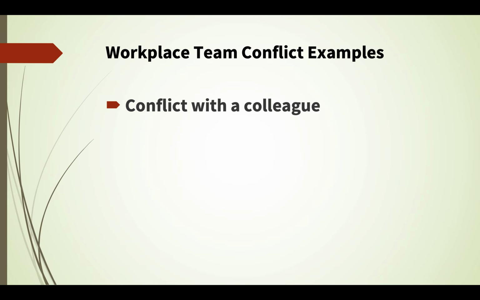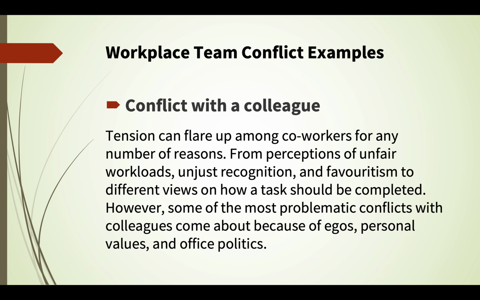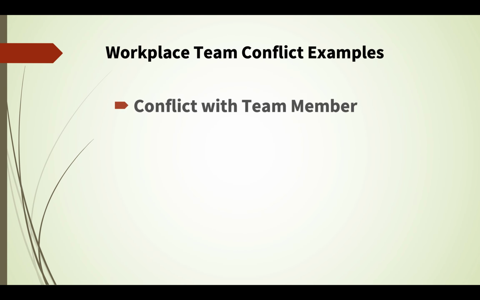The second point is conflict with a colleague. In today's working world, collaboration is key, but the office can be a stressful, competitive place that doesn't always bring out everyone's best side. Tension can flare up among co-workers for any number of reasons, from perceptions of unfair workload, unjust recognition, and favoritism to different views of how a task should be completed. However, some of the most problematic conflicts with colleagues come about because of ego, personal values, and office politics, which would be good if brought to a minimum, just reducing the effect of it. The third one is conflict with team members.